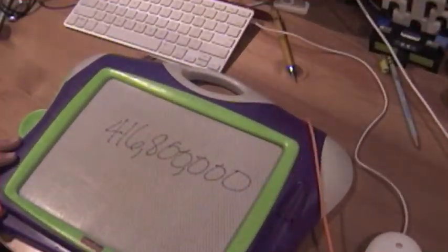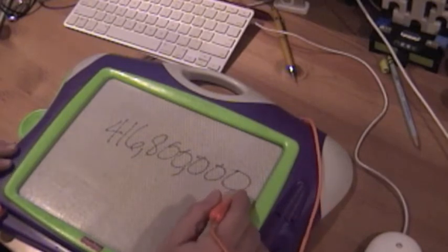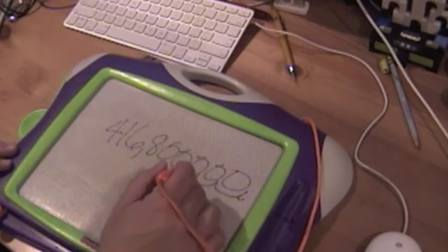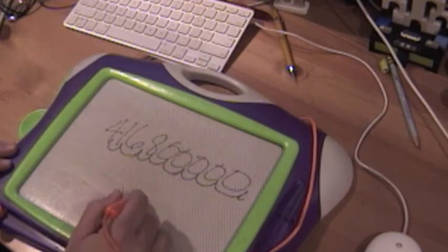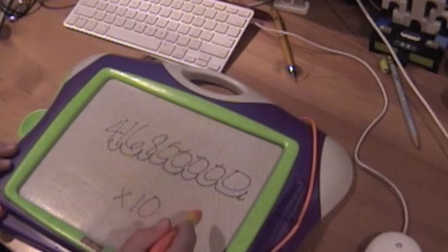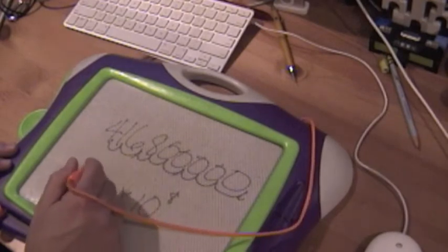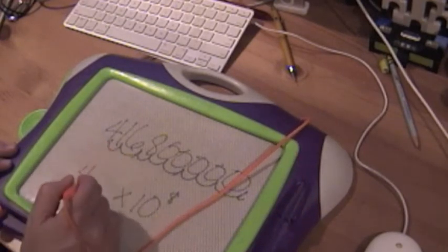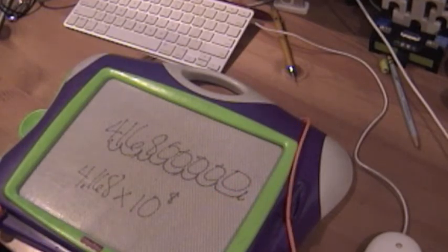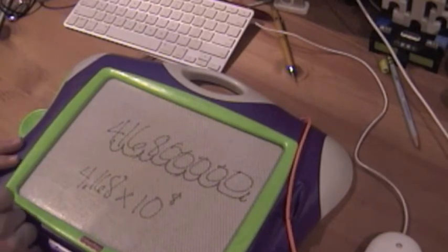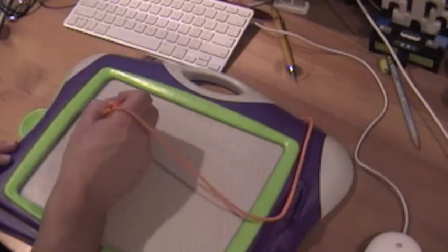Alright, so this is 416,800,000. Starting from the right, we're counting over 1, 2, 3, 4, 5, 6, 7, 8. So I'm multiplying by 10 to the 8th power. And our decimal point is between the 4 and the 1, so it's 4.168. So that's for a really large number. Same principles apply for the really small numbers.